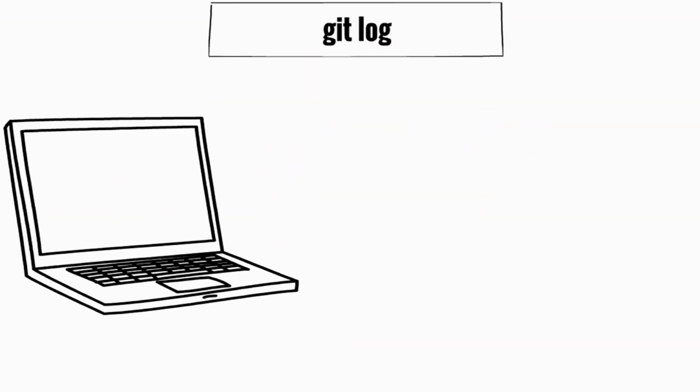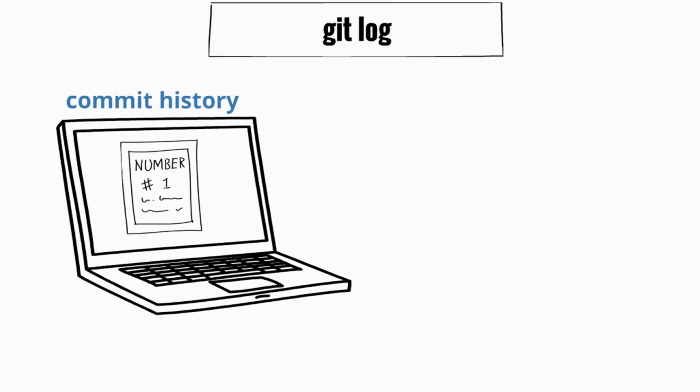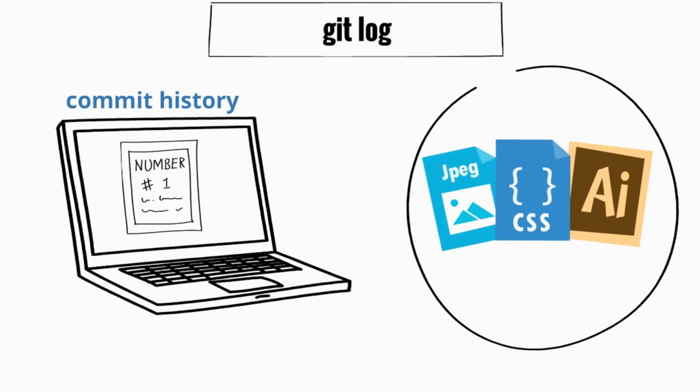Number 9. Git Log. The Git Log command shows you the commit history. This is essential for sleuthing what has been done in your project files in the past.